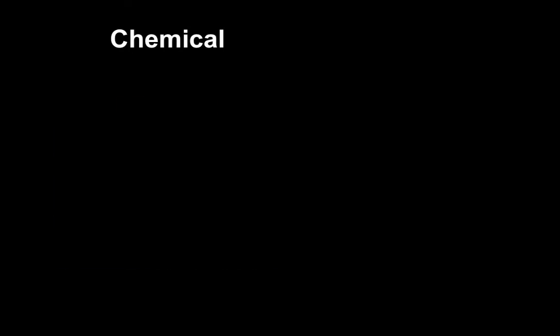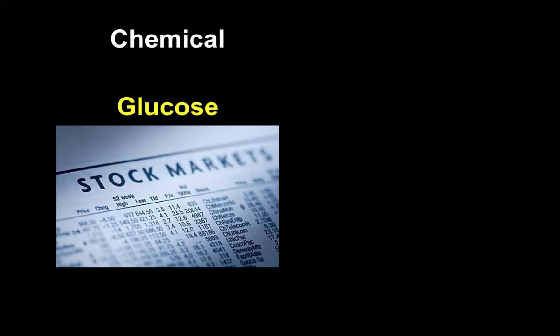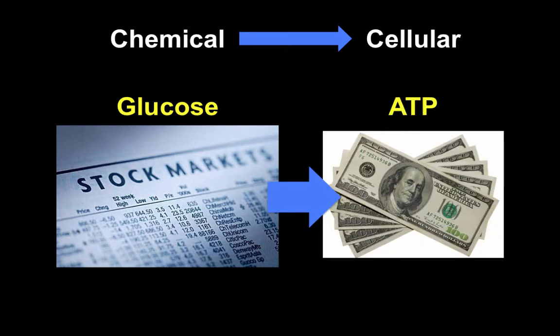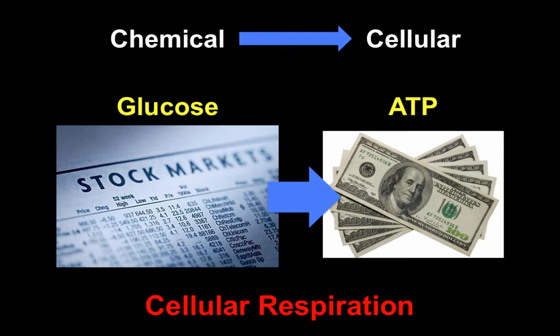Another example of this would be to think of glucose kind of like a stock. Stocks are worth money, but you can't buy anything with a stock. You have to transform it into a usable form where you can actually buy things, like cash. So again, glucose stores the energy, ATP is where it's actually usable. And I like to think about ATP as like cash. And the process that's going to do this is going to be cellular respiration.